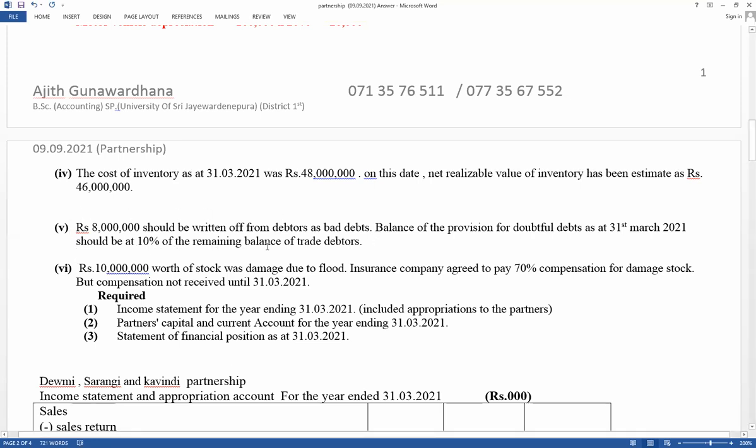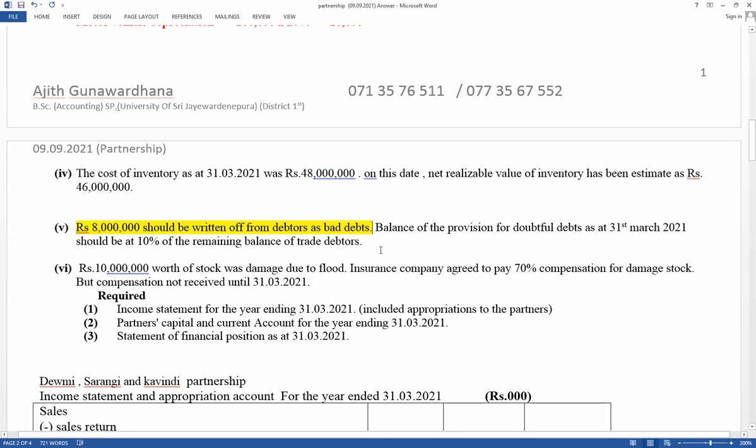In the paper, 4 marks are available somewhere for sure. It has given 8 million should be written off from debtors as a bad debt. That is the first part. Bad debts 8 million, 2 marks. Debtors account credit, bad debts account debit. After that, the balance of provision for doubtful debts as at 31st March 21 should be 10% of the remaining balance of trade receivable. It is equal to allowances for expected losses. 10% based on remaining balance.